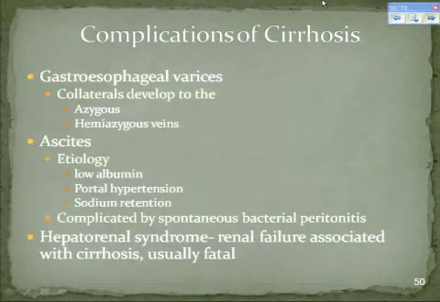Complications of cirrhosis are collaterals, causing azygos and hemiazygos vein enlargement, and causing gastroesophageal varices. The ascites is also a pretty significant problem. It's usually due to the production of albumin becoming significantly impaired. Portal hypertension and sodium retention also become an issue with this disease process. Spontaneous bacterial peritonitis occurs because instead of the liver getting rid of the bacteria, the portal veins start extruding bacteria into the peritoneum, and you get peritonitis.